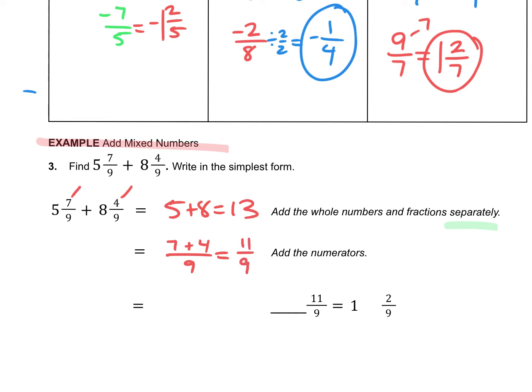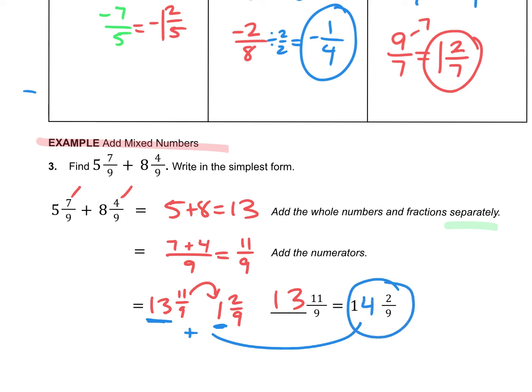So right now it's a little silly because I have 13 11/9. Well, that is a whole number and an improper fraction. We want to change that. So what I know is that I have 13 and 11/9, and 11/9 can convert to 1 and 2/9. So what you do is you take that whole number you already had plus that additional 1, you add those together. So this really is 14 and 2/9.